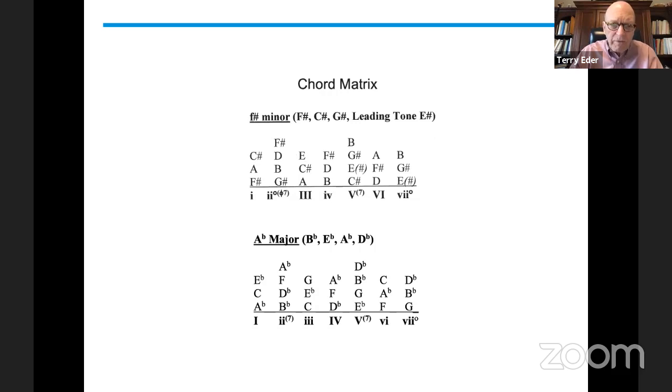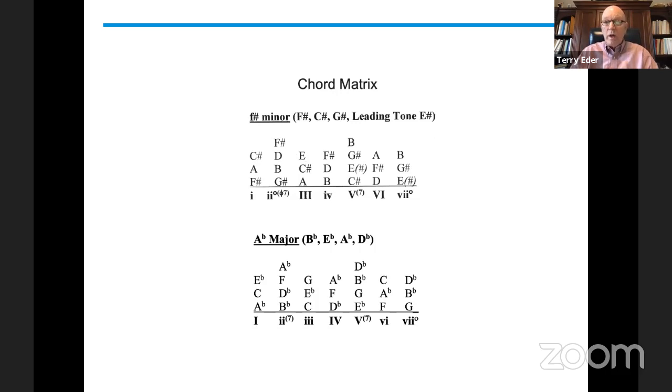And that little half diminished sign, it's not a real half diminished sign. I couldn't find one where you had the little degree circle with the slash through it. So I just had to use something else, but it kind of looks like a half diminished symbol, hopefully, to you. Okay, and then A flat major, the key signature, B, E, A, D, those flats, and then the chords in a diatonic context there.